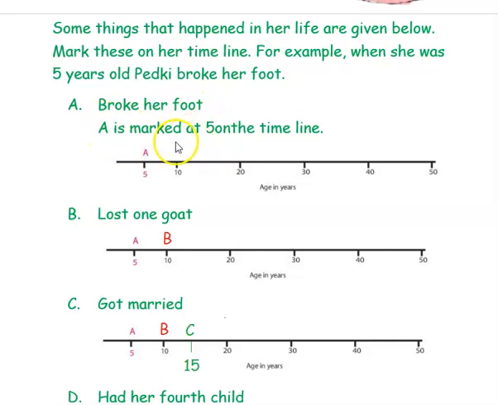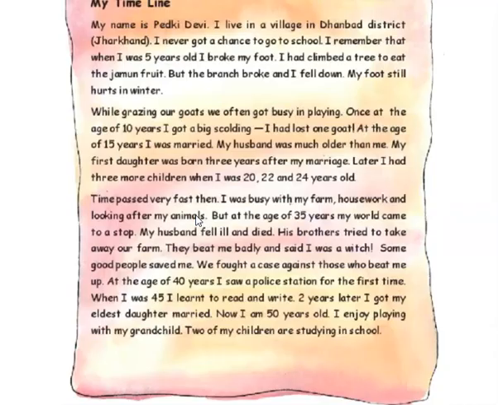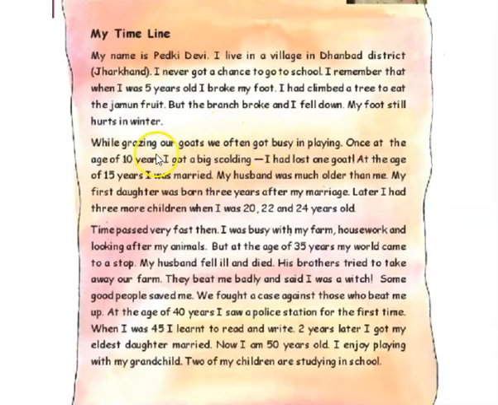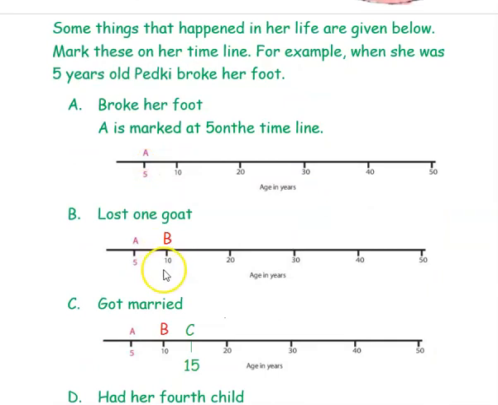So from her life history, we have to find out at what age her foot was broken. It's marked at 5 on the timeline because it's given that at 5 years old, Pedki broke her foot. So we have to mark A near the 5 years. Okay, so next B is given: lost one goat. If you read her story, at what age did she lose her goat? Once at the age of 10 years, I got a big scolding. I had lost one goat. So at the age of 10, she lost one goat. So near 10 in the age in years, you have to mark B.